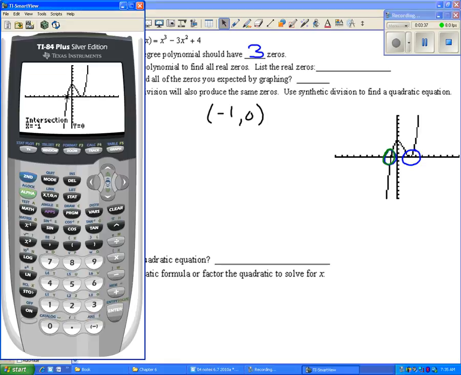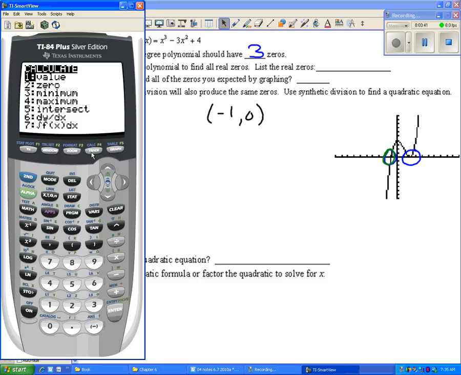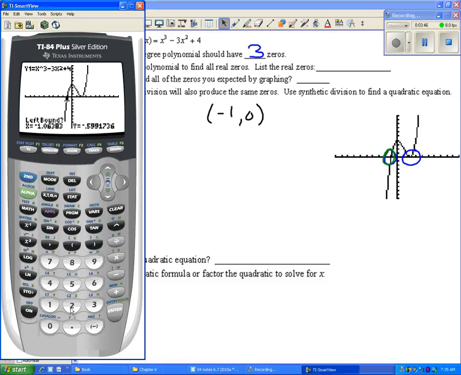So how do I find that root? Well, that's why I have another option. I hit second trace. I want to go ahead and find my zero. My left bound, I'm going to get on the left side of where I think this point is and hit enter. Get over to my right side and hit enter. Get in the middle and hit enter. And this finds my zero.